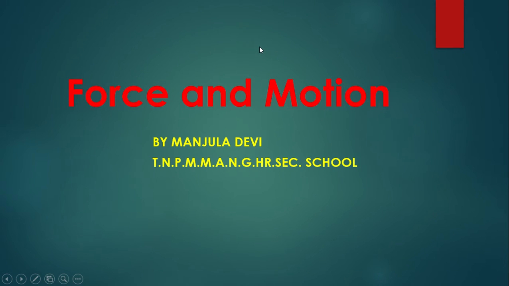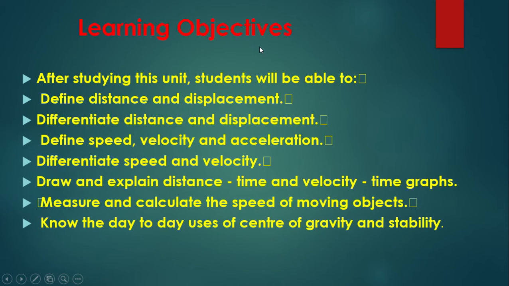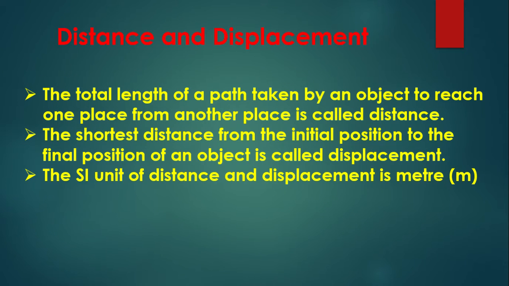Force and motion. Learning objectives. After studying this unit, students will be able to define distance and displacement, differentiate distance and displacement, define speed, velocity and acceleration, differentiate speed and velocity, draw and explain distance-time and velocity-time graphs, measure and calculate the speed of a moving object, and know the day-to-day uses of center of gravity and stability.